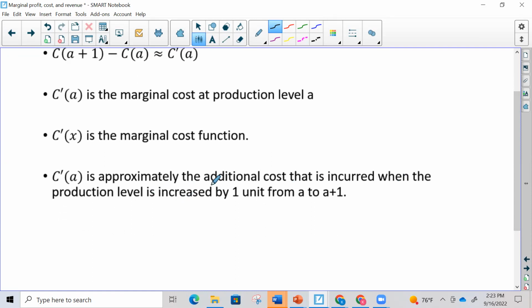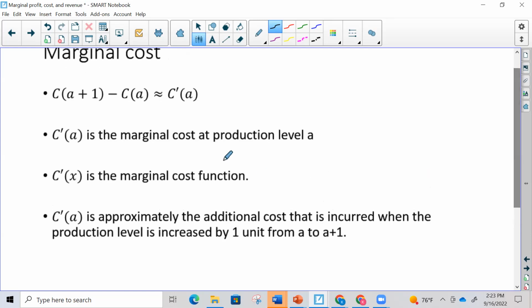And C prime of A is approximately the additional cost that is incurred when the production level is increased by 1 unit from A to A plus 1. So this derivative is approximately equal to C of A plus 1 minus C of A. And often the derivative is a lot less work to do, which is why economists usually want to use this to approximate it instead of actually calculating C of A plus 1 minus C of A.